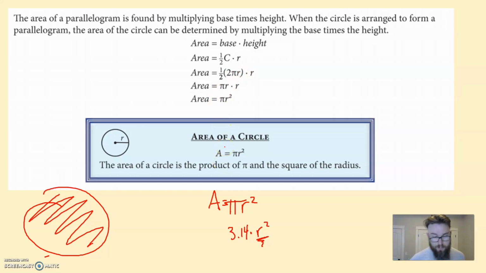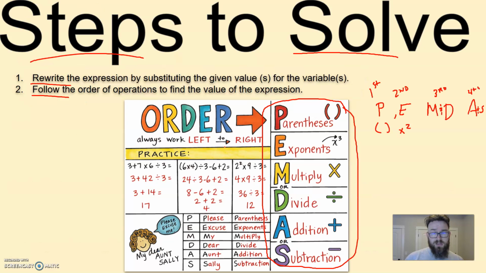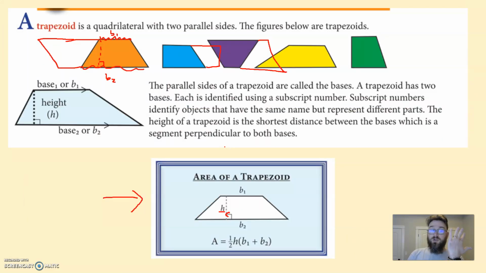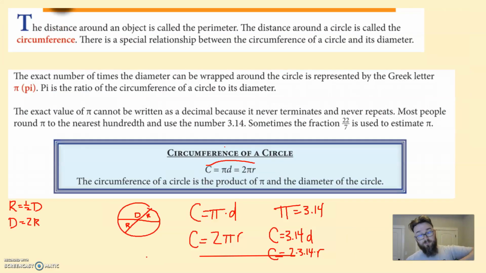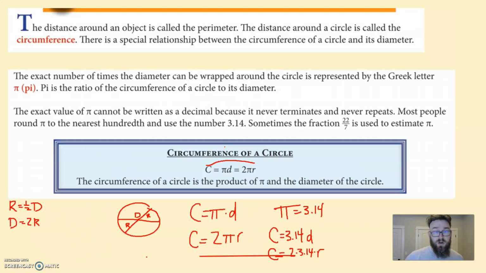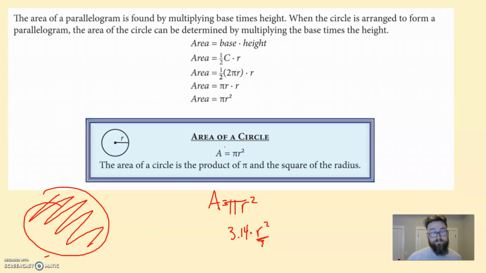So, final recap of everything you need. You should have the title, the vocab, the order of operations, the steps to solve, the formulas for rectangle, square, parallelogram, triangle, trapezoid, circumference, and area of a circle. Make sure you do label this as area of a circle, because technically these are areas of trapezoids, rectangles, so on and so forth.